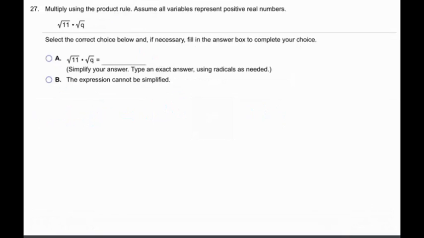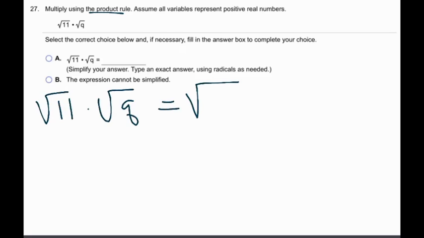So here we have another example where it says multiply using the product rule. And again, remember, when dealing with two radicals, we can simplify them by simply multiplying what is underneath the radicals. So we have the square root of 11 times the square root of q. So this simplifies into the square root of 11q. And again, that's all there is to those types of problems.